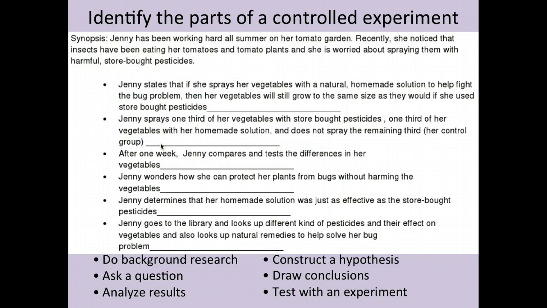So looking at the parts of this controlled experiment, we have a series of different components. Each of them are listed on the bottom. So you're going to make an observation, do background research about that, construct the hypothesis. You're going to test your hypothesis with an experiment, analyze the results, and then draw conclusions. So pause the video for a moment while you go ahead and figure out with Jenny's little synopsis here which component of that experiment correlates to each of the parts.